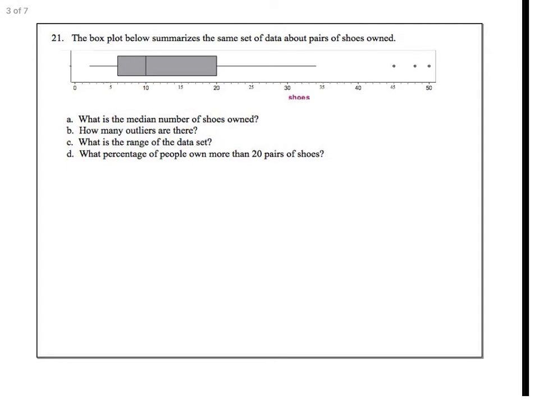Okay, we have a box and whisker plot now. It says the box plot below summarizes the same set of data about pairs of shoes owned. What is the median number of shoes owned? Okay, if you remember how a box and whisker plot is set up, this end here is your min, right there. That is your max. Beginning of box is Q1, end of your box is Q3, and then middle of your box is your median. So here our median is 10.